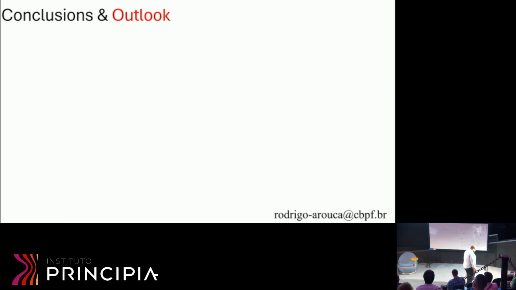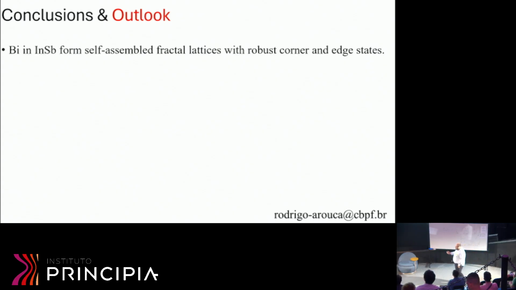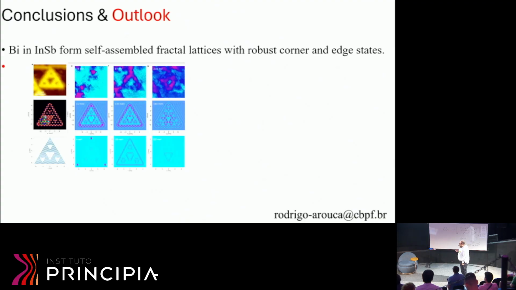And basically, I just want to give you an overview of what I talked about today. If you have bismuth on indium antimonide, they form self-assembled fractal lattices. In principle, the description of the system in terms of these 2D lattices with very high spin-orbit coupling, and these states that are protected against disorder, seems to be a good description of them. I really see this work as something that opens a door.